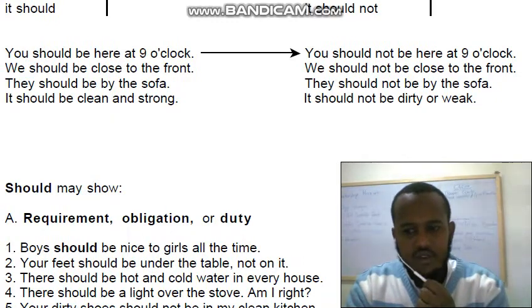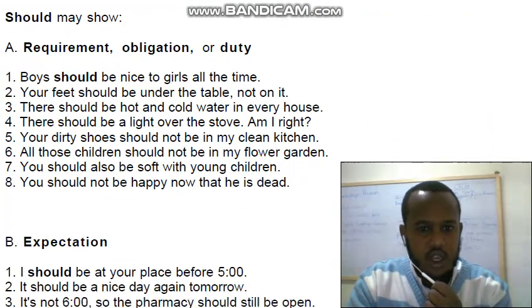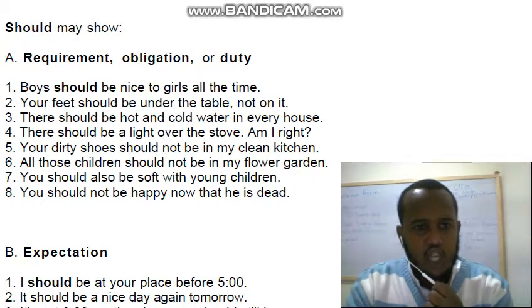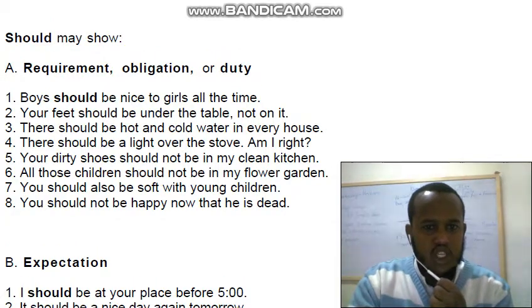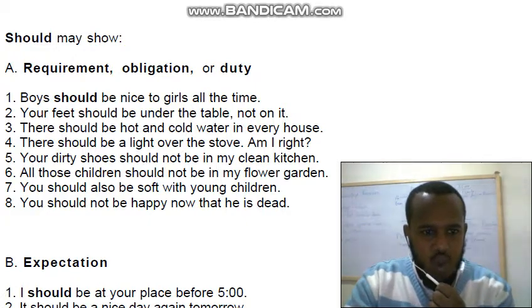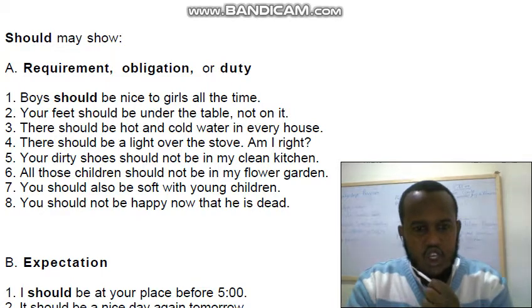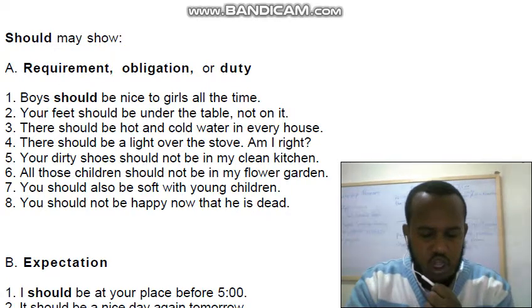So now let's go on to what should is used for. What is should used for? The first one that we have, should shows a requirement, an obligation, or a duty. It shows one of those three things. So for example, we'll learn more in the examples that are given.